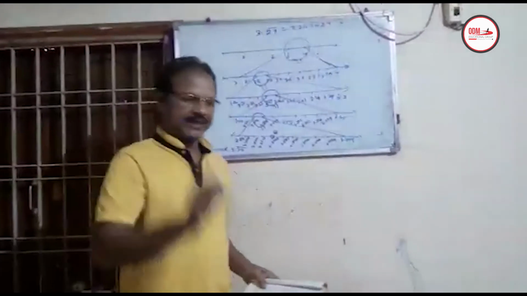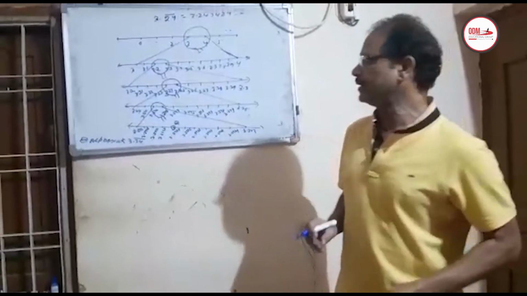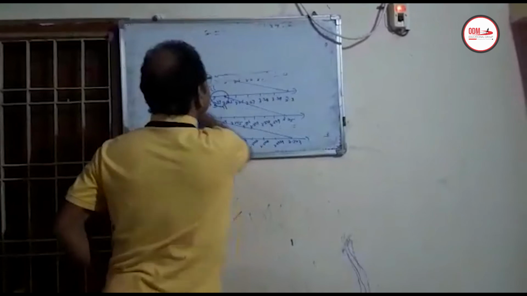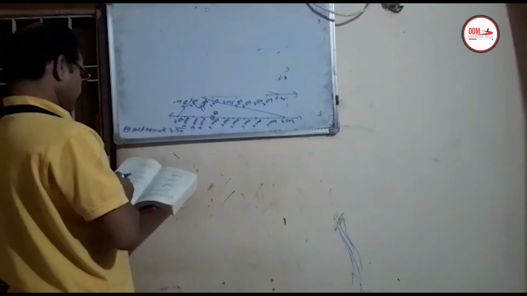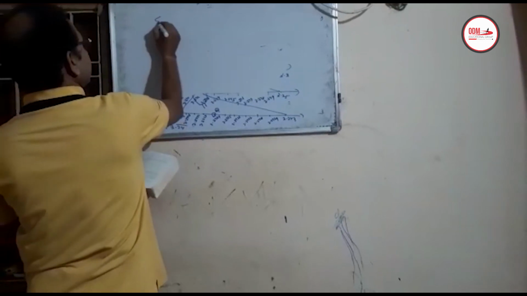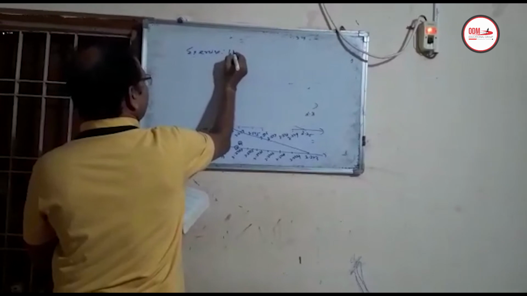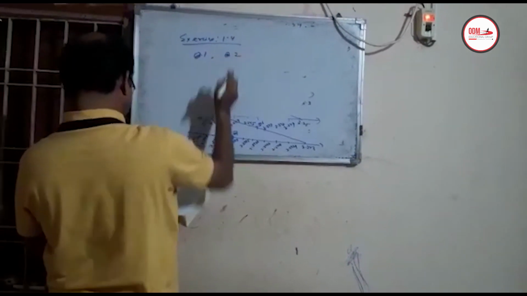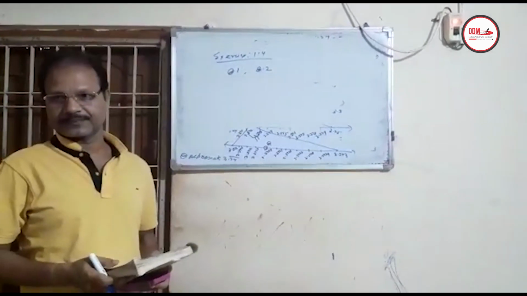So here in this portion, the small exercise, there are 2 questions, and these 2 questions you work out in your homework copy. So your homework is exercise 1.4, question number 1, question number 2. Like this, we will work out. Okay.